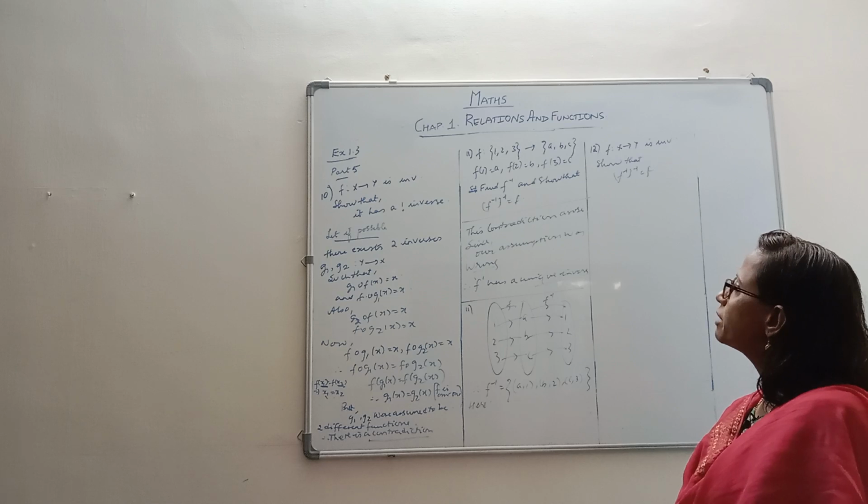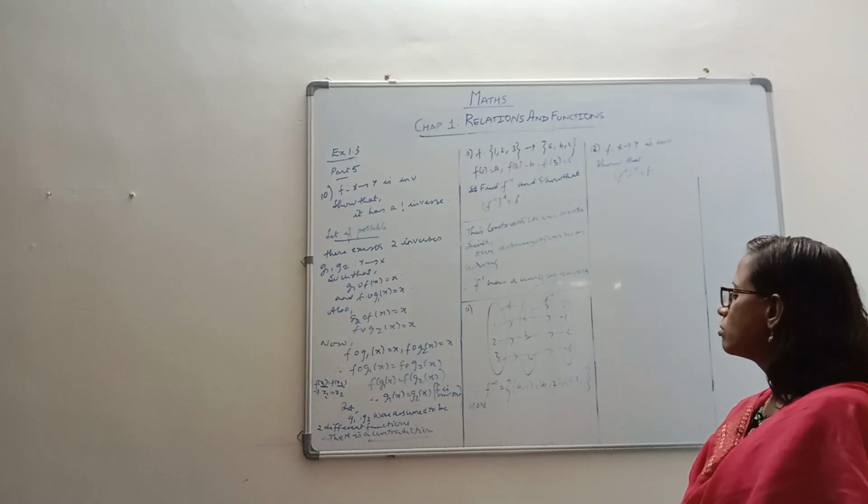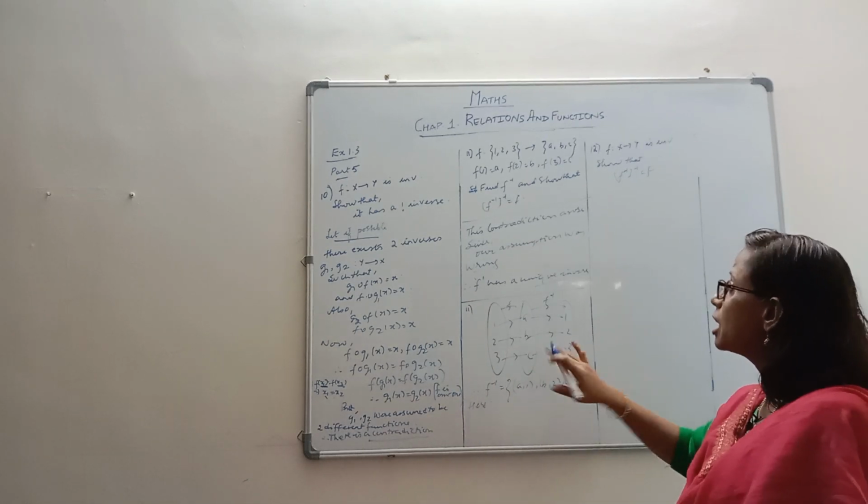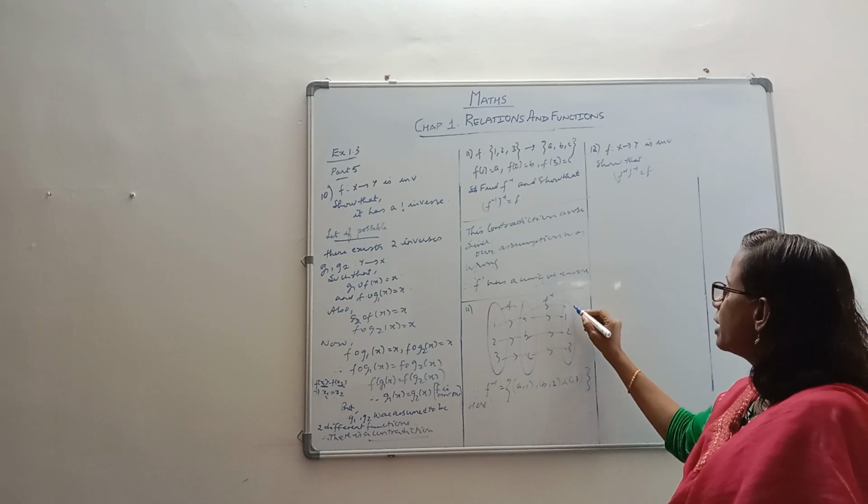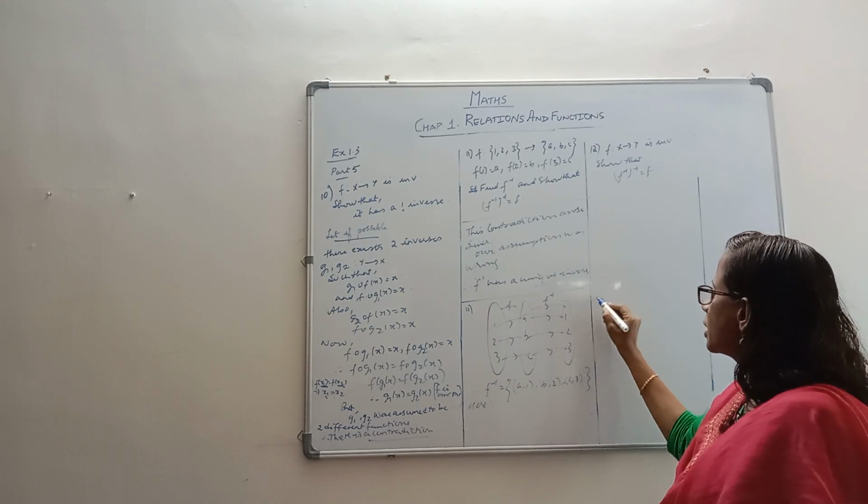Then they ask us to show that f inverse of inverse is f. So you have already got f inverse. Now again you take the f inverse. f inverse of inverse. So that means you want another function.